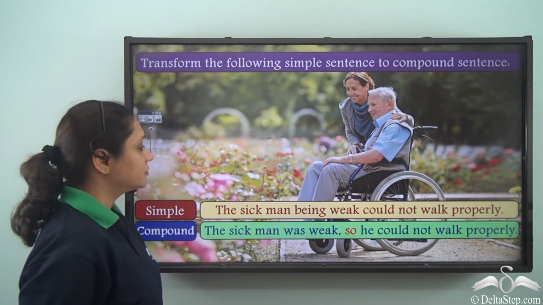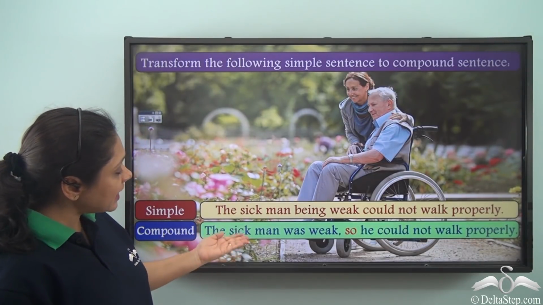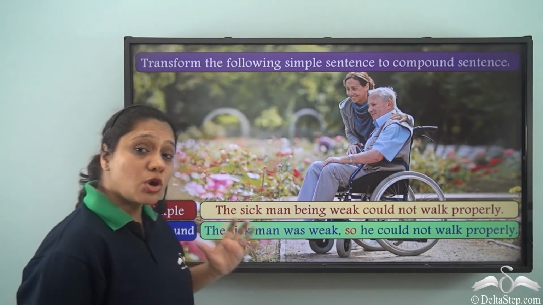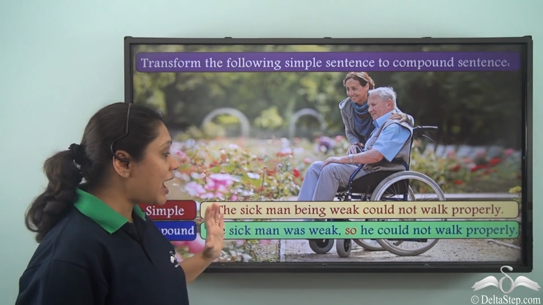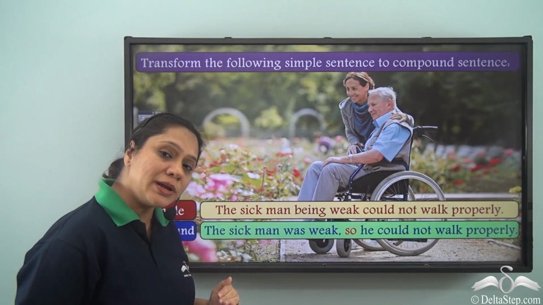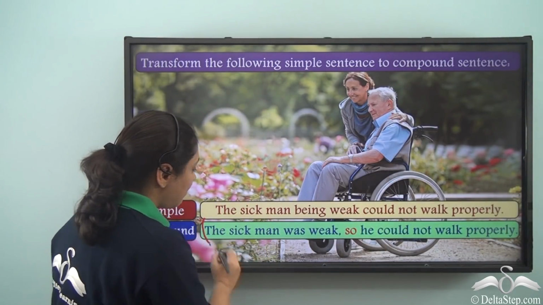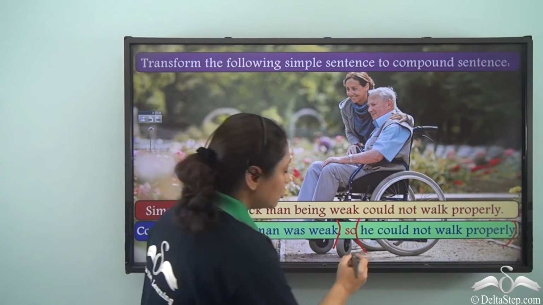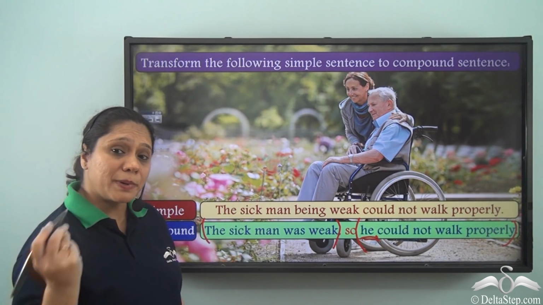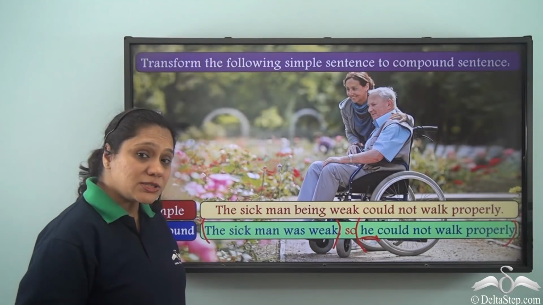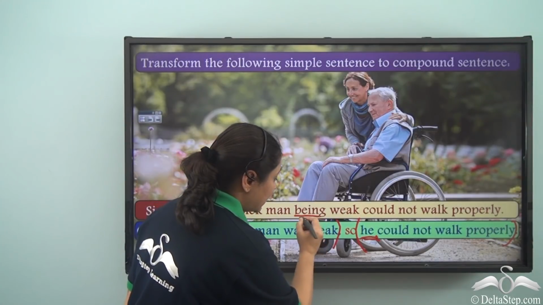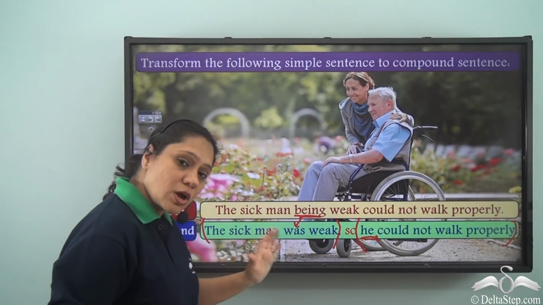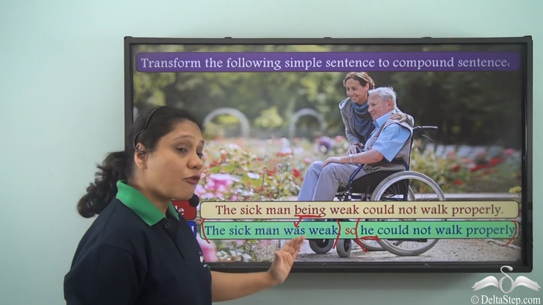So how will we write this sentence as a compound sentence? We will write it as, the sick man was weak, so he could not walk properly. So what have we done here actually? We have broken this clause into two independent clauses. The sick man was weak. He could not walk properly. We have included a he to refer to the person that we are talking about. Also, we have changed the verb be to its finite form was. So this clause becomes the sick man was weak.